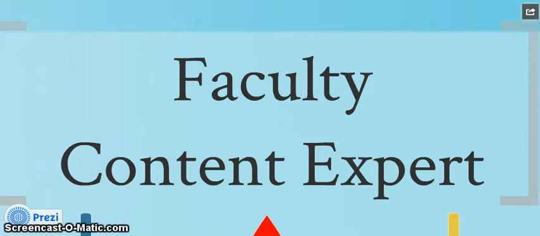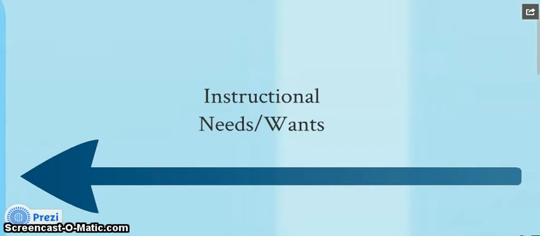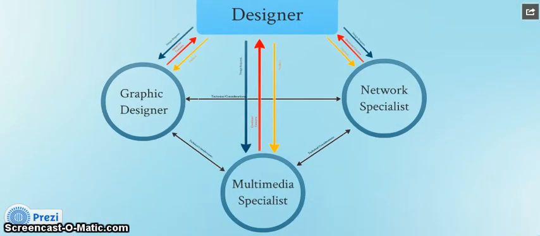At the beginning of the course design process, the faculty content experts will communicate to the instructional designer their needs or wants for this instructional design. And this might be certain resources that need to be included in the course. It might be the type of assessment that's most appropriate for the course, or anything else that they think needs to be included. Now, on the other side of the instructional designer are the technical team members.